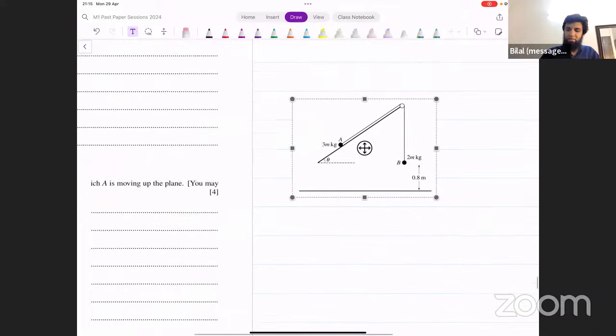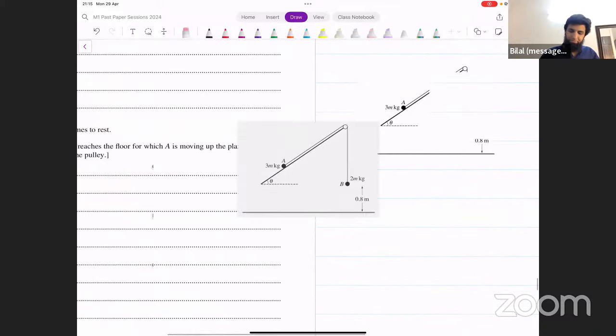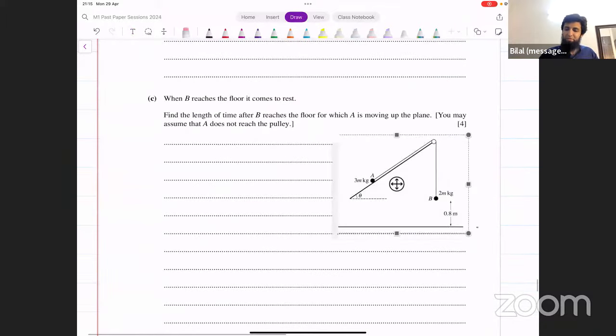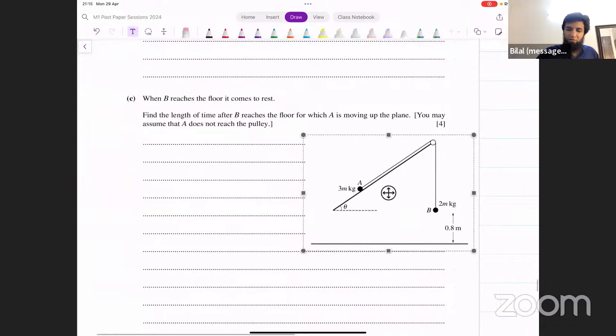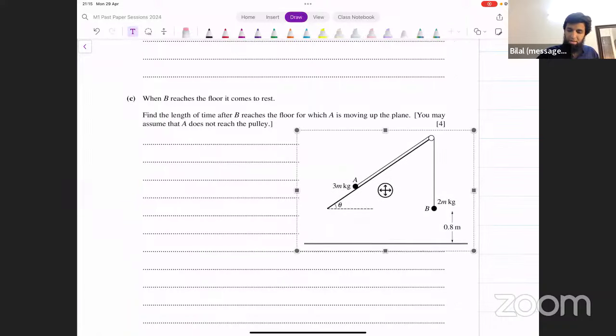Okay, so this is what the diagram looks like. It says when B reaches the floor, it comes to rest. Now B is moving downward and A is moving up the plane. At some point, B hits the ground. A would have traveled the same distance in this direction. How much is that distance? 0.8 meters. The distance that B is above the floor initially.